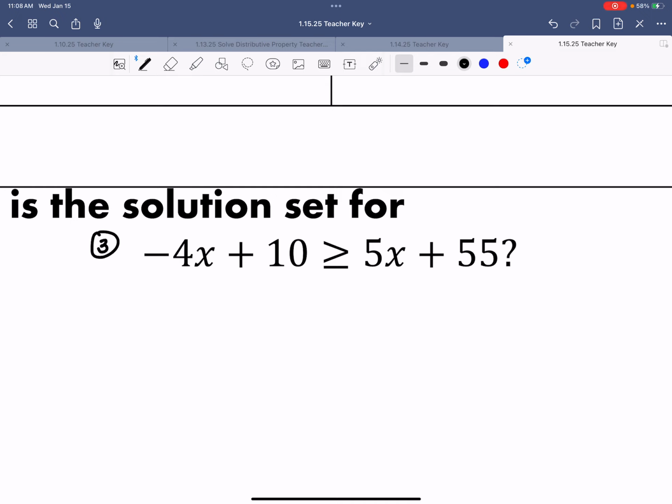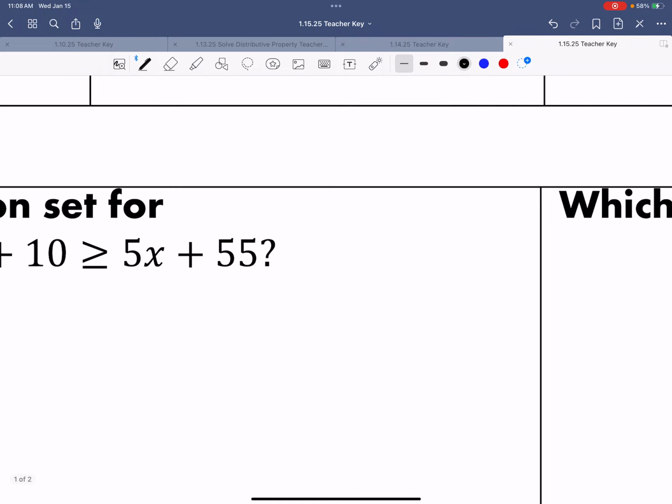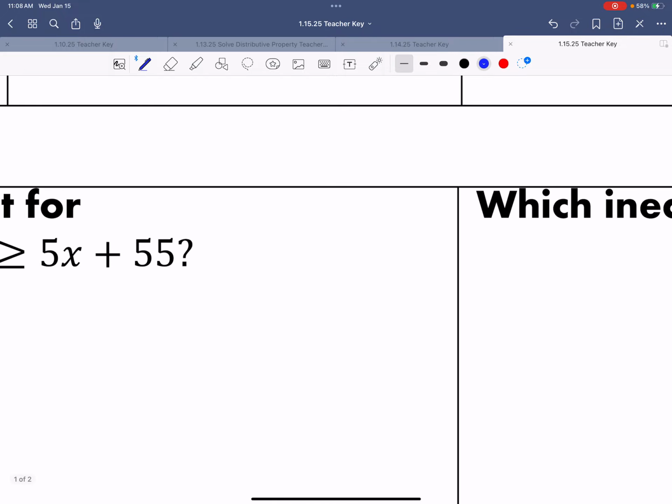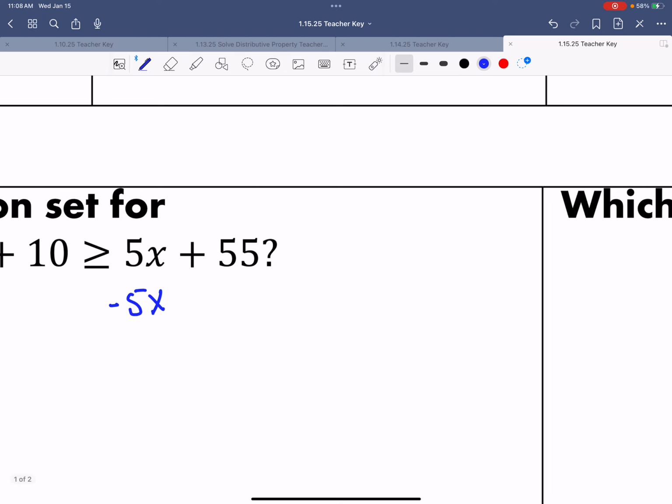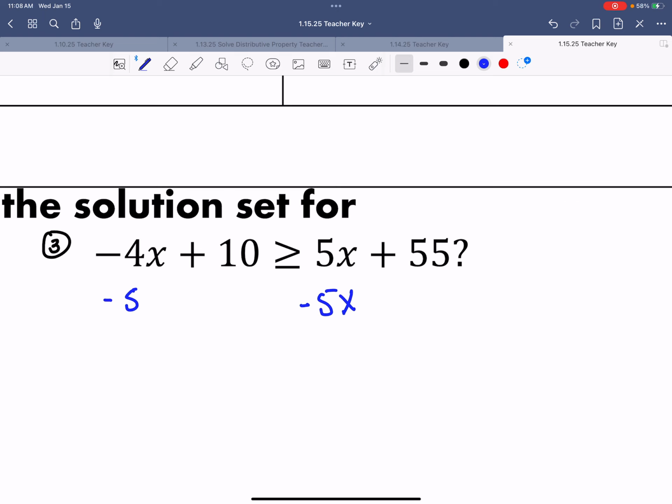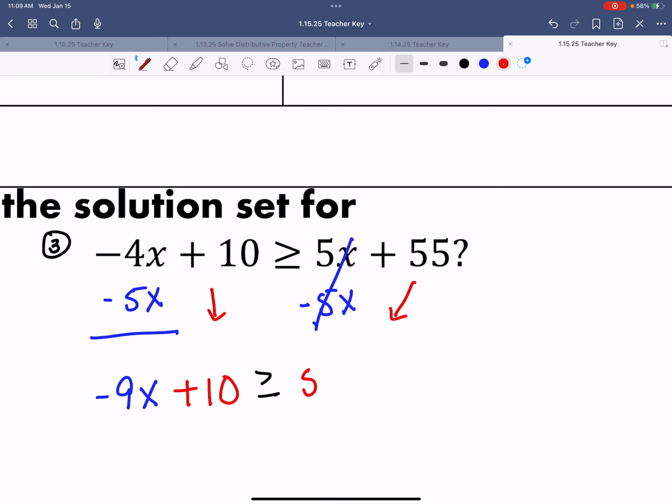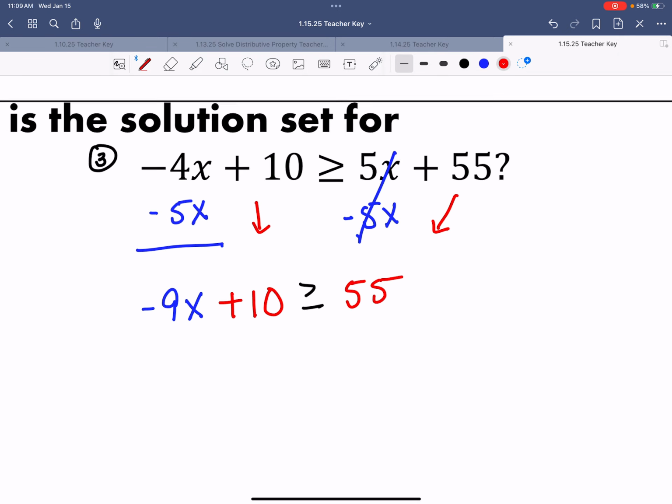So I need to move all my variables to the left side of the symbol. So my variable's right here, and I'm going to do that by doing the inverse. The inverse of positive 5x is minus 5x. And what I do to one side, I'm going to do to the other. Okay, now here I have -4 minus 5 gives me -9x. Then I'm going to drop down everything that I didn't use. So I'm going to bring down the positive 10, and I'm going to bring down the positive 55. You do not have to put the plus sign in front. It's assumed to be positive when there is no positive symbol.